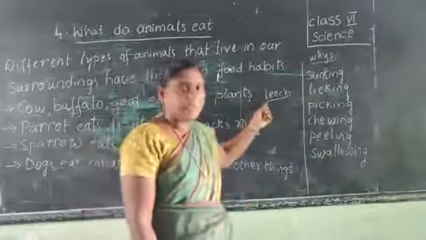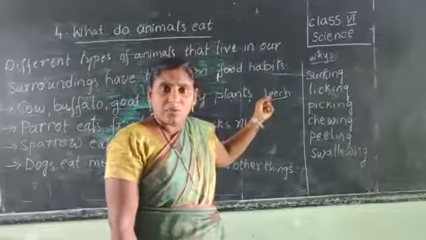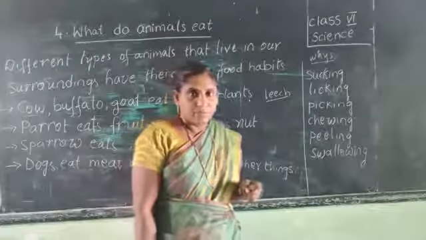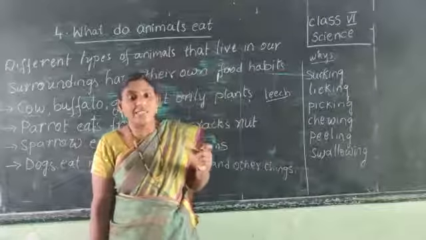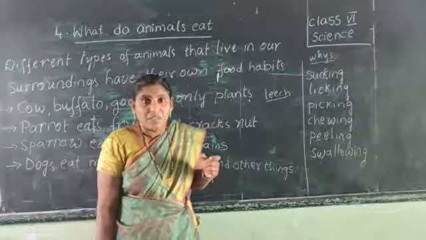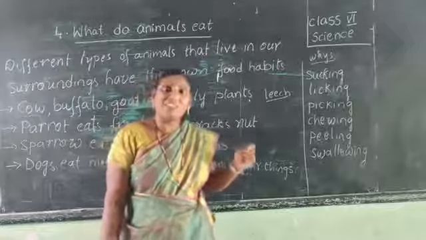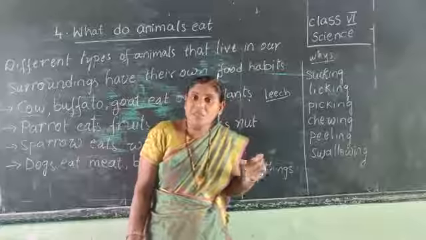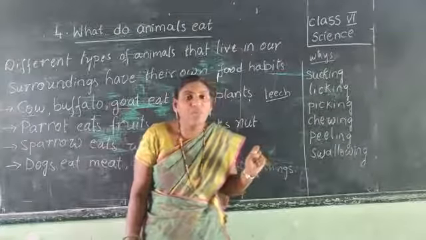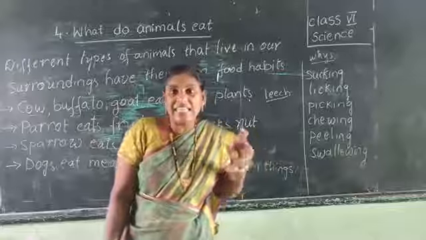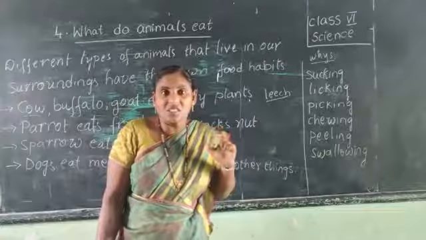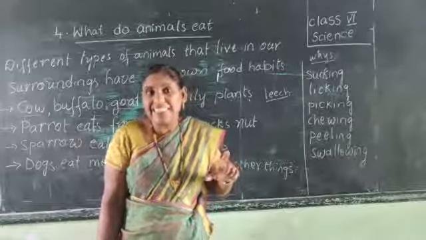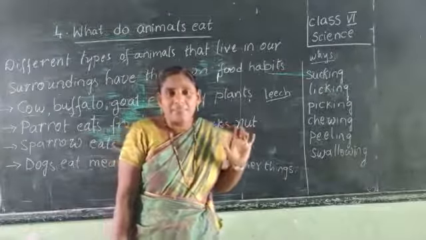Leech is an animal which is having suckers in their mouth. Usually they live in water areas. When an animal comes into the water for drinking water, it just catches the leg of a cow or buffalo and it sucks the blood.